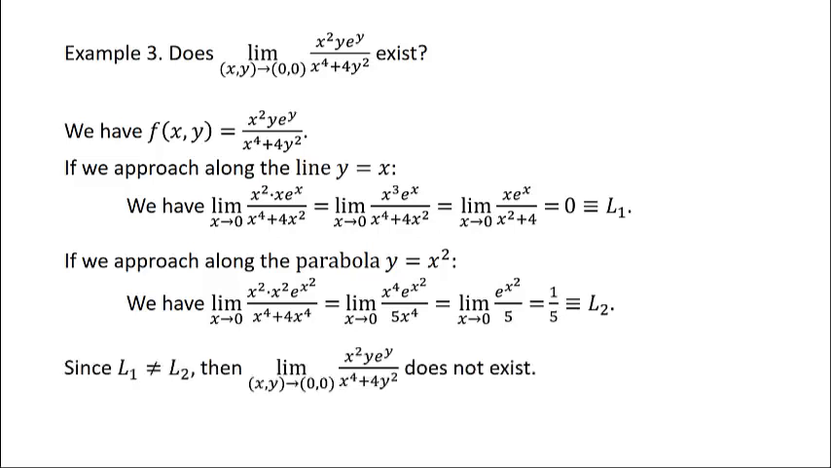And since we found two different limits, we're able to conclude that the limit of our function does not exist. So keep in mind, the key is always to be able to find two different limits. And one trick is to think about how you can combine those powers in the denominator.